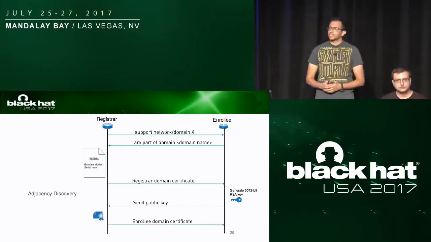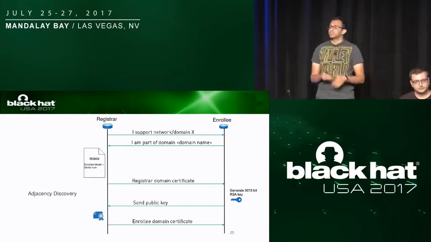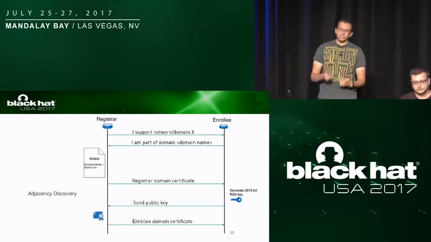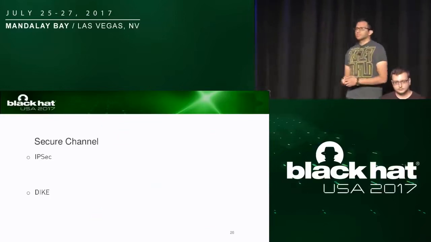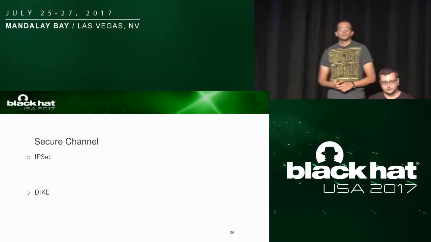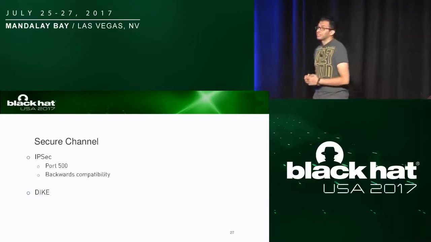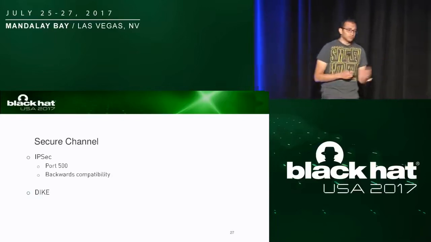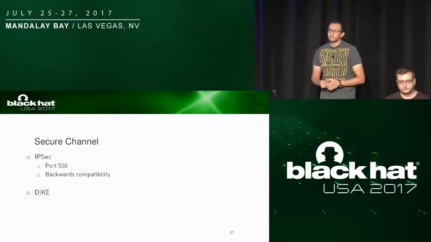Now you are part of my domain. Now we can communicate together, and it's time to build the secure channel, which is totally encrypted, totally authenticated, where we will send the information. So what are the protection mechanisms of the secure channel? From Cisco perspective, we have two, IPsec and DIKE. IPsec is used for backwards compatibility here. It runs on port 500, and it was supported until about 2015.